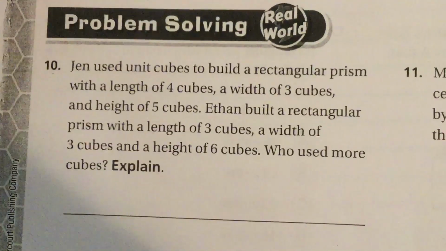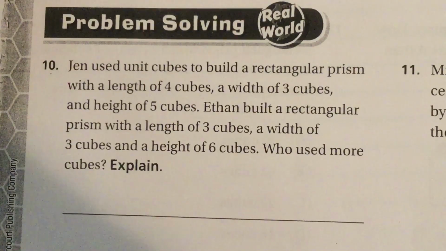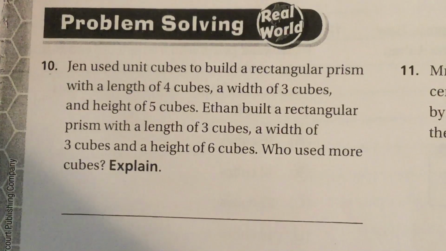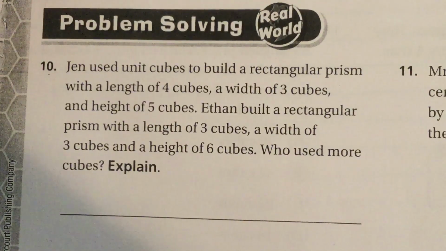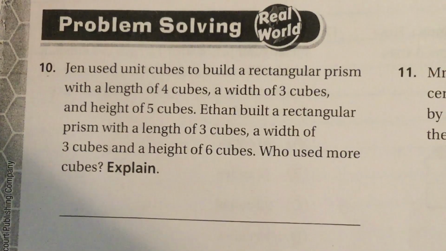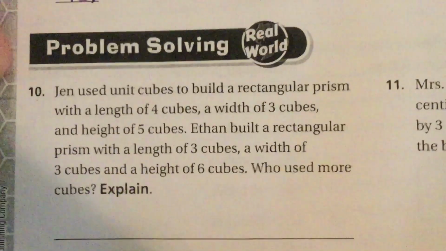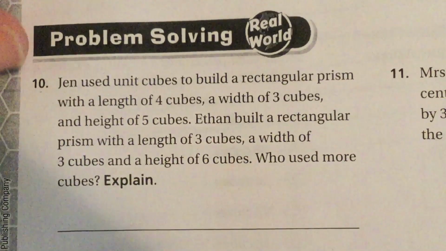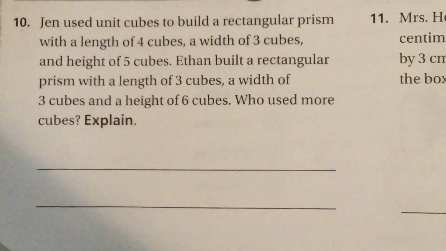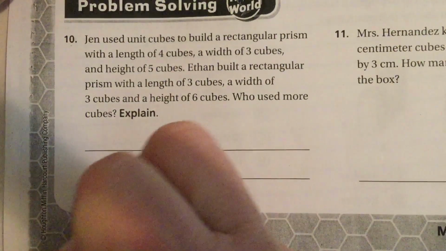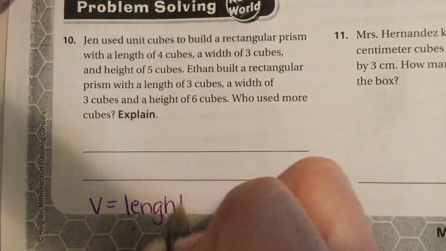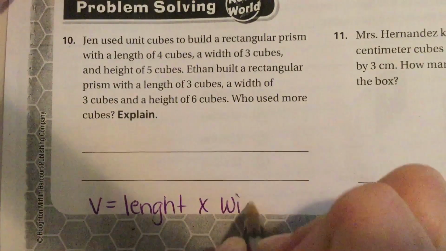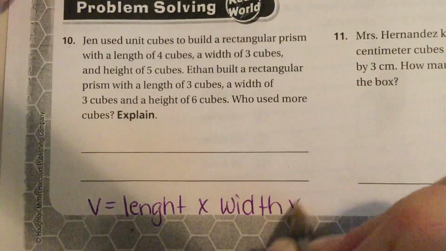All right. So Jen used unit cubes to build a rectangular prism with a length of 4 cubes, a width of 3 cubes, and a height of 5 cubes. Ethan built a rectangular prism with a length of 3 cubes, width of 3 cubes, and a height of 6 cubes. Who used more cubes? So when we're talking about volume, using the formula, volume is length times width times height.